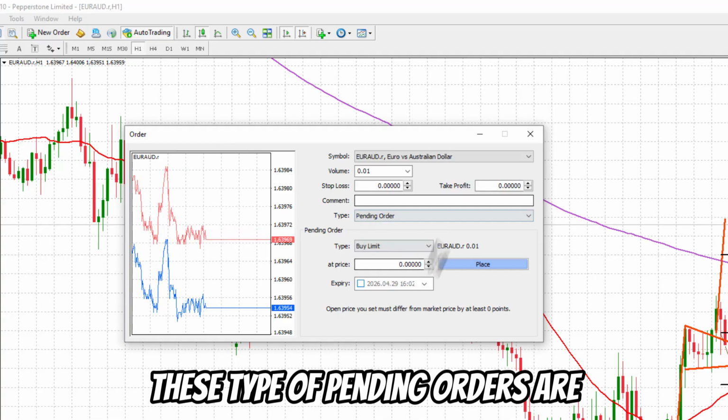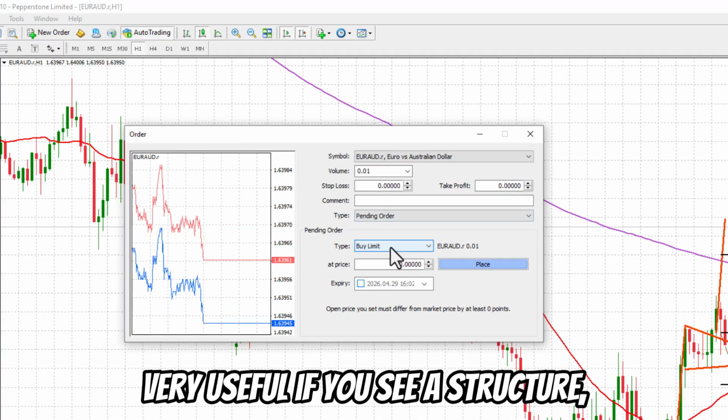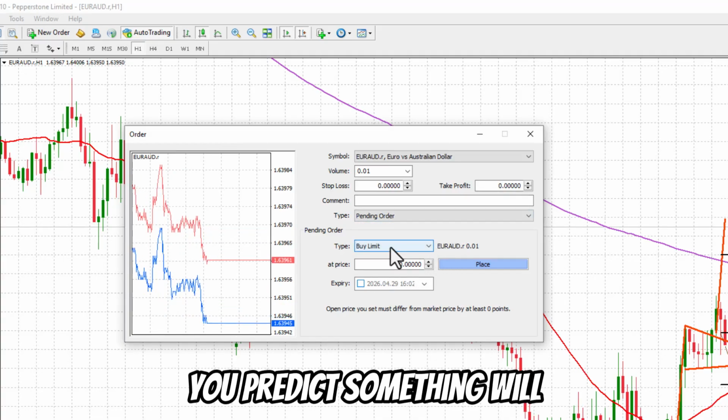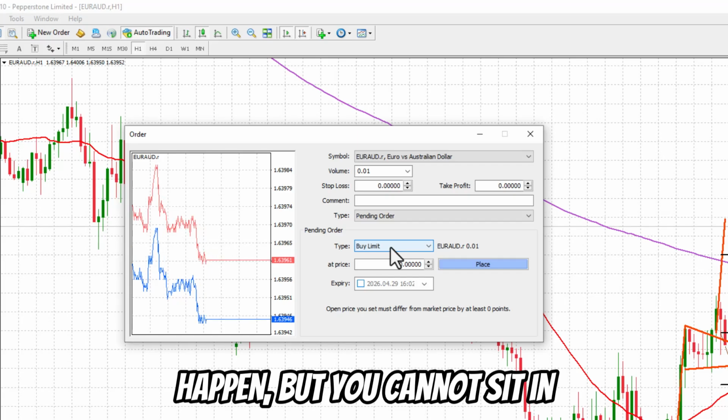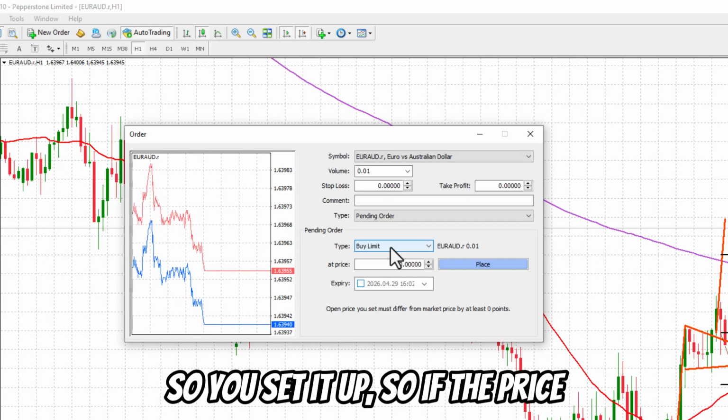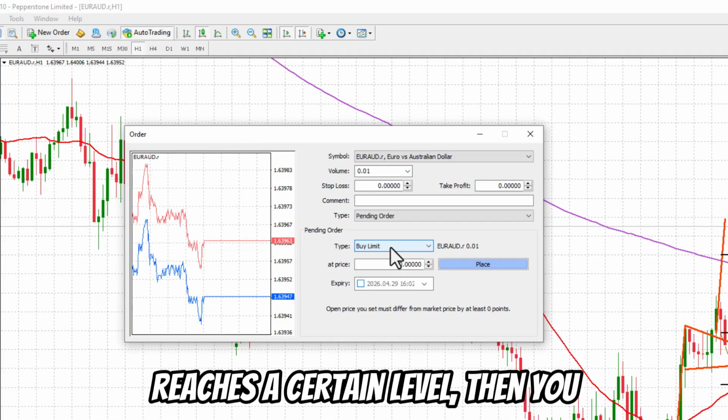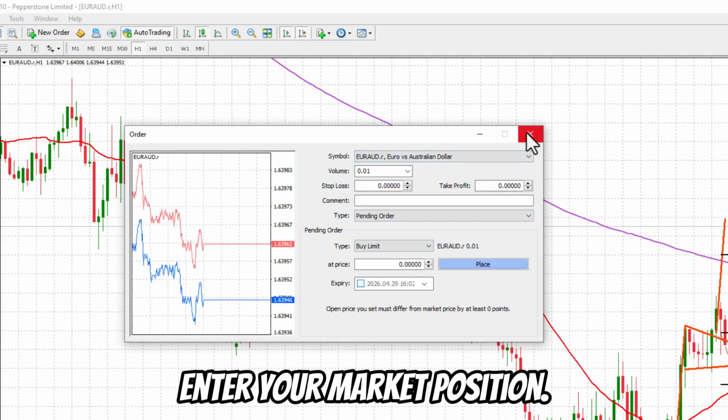So these types of pending orders are very useful if you see a structure, you predict something will happen, but you cannot sit in front of the computer all the time. So you set it up so if the price reaches a certain level, then you enter your market position.